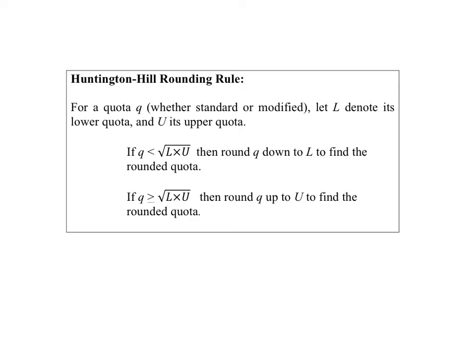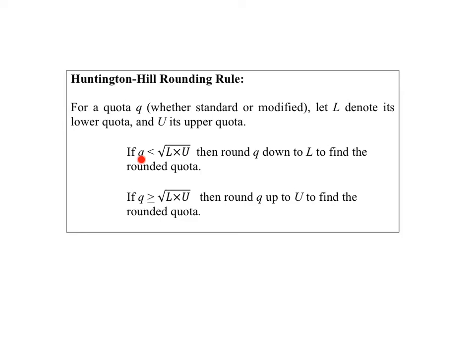Here is the mathematical statement of the Huntington-Hill rounding rule, and if this puzzles you at first, don't worry, I will explain it carefully and give examples. Now, for a quota that we're going to call Q, that's just a symbol that represents however much the quota is, whether we're talking about a standard quota or a modified quota, the question will be, does Q get rounded down or up? And whatever that quota is, we're going to let L denote its lower quota and U its upper quota. So you've already computed a standard or a modified quota. It has a lower quota and an upper quota.